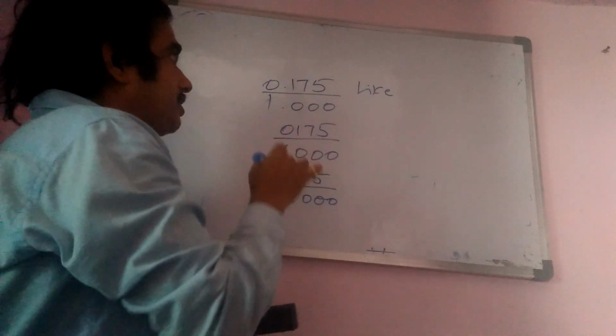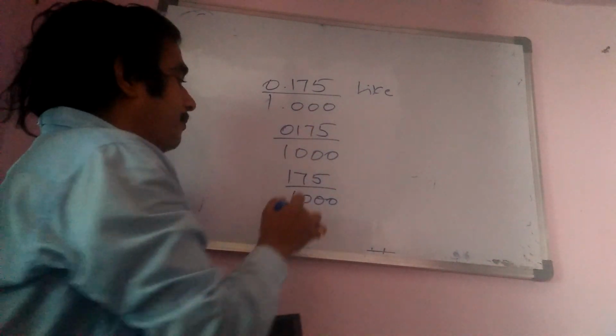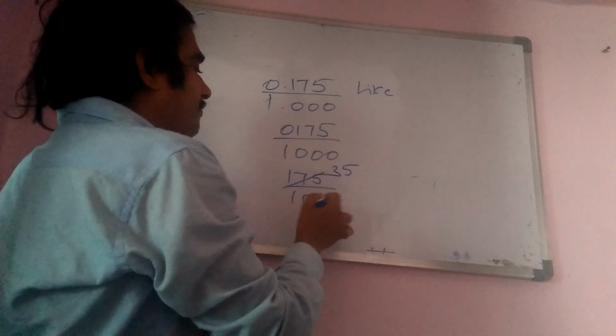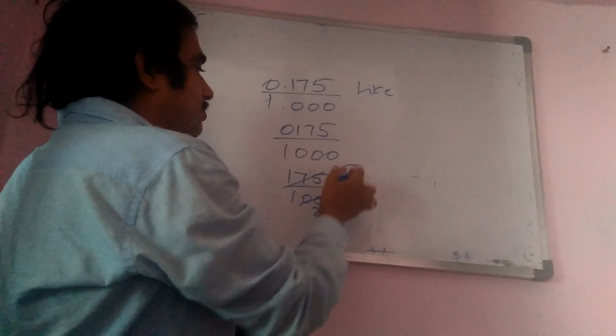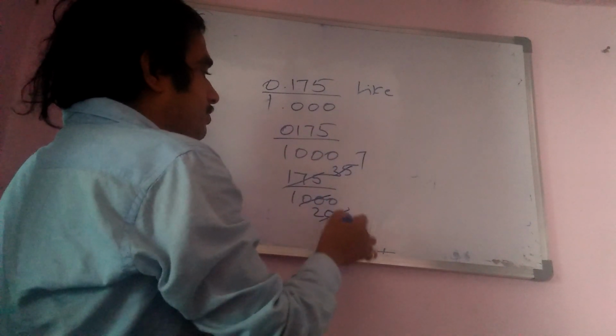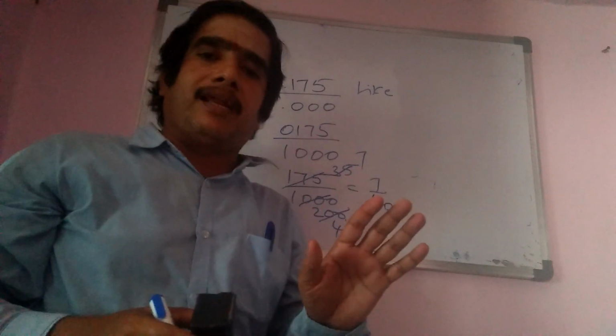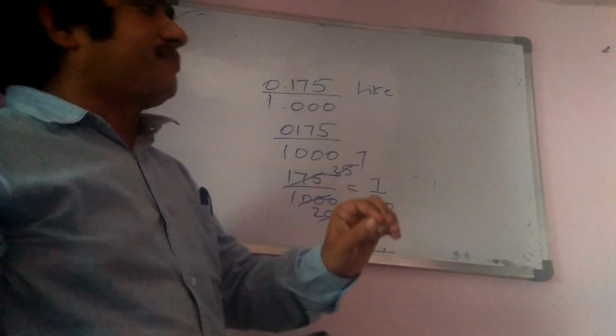And now you have to change it into simplified form. With the 5 table I will try. 5 3s are 15, 5 2s are 10, here 0s are 0s, 5 7s are 35, 5 8s are 40. So what is the answer? 7 by 40.